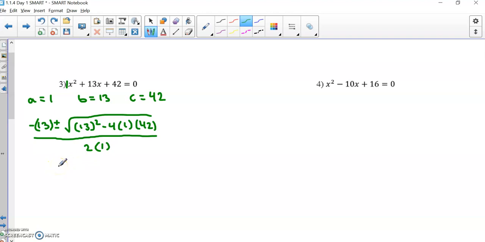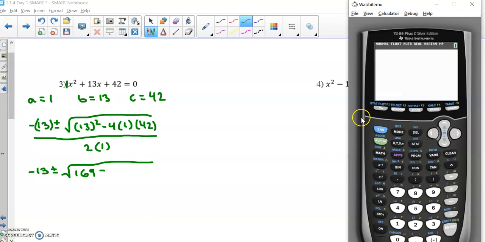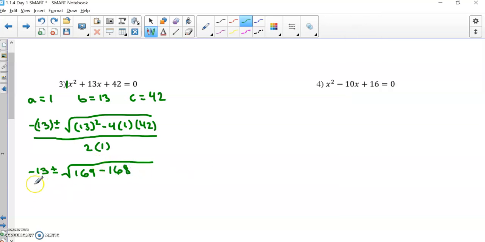Alright, so at this point, we know that we can change this to negative 13 plus or minus the square root. So 13 squared is going to be 169. And then we have 4 times 42. And see, this would be like a good time to use your calculator. So if we wanted to know what that's going to get us. So 168. Over 2.